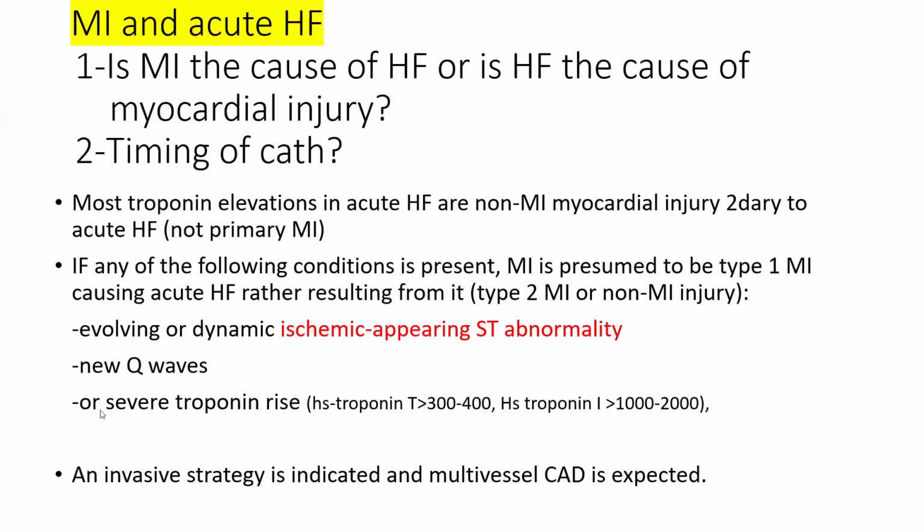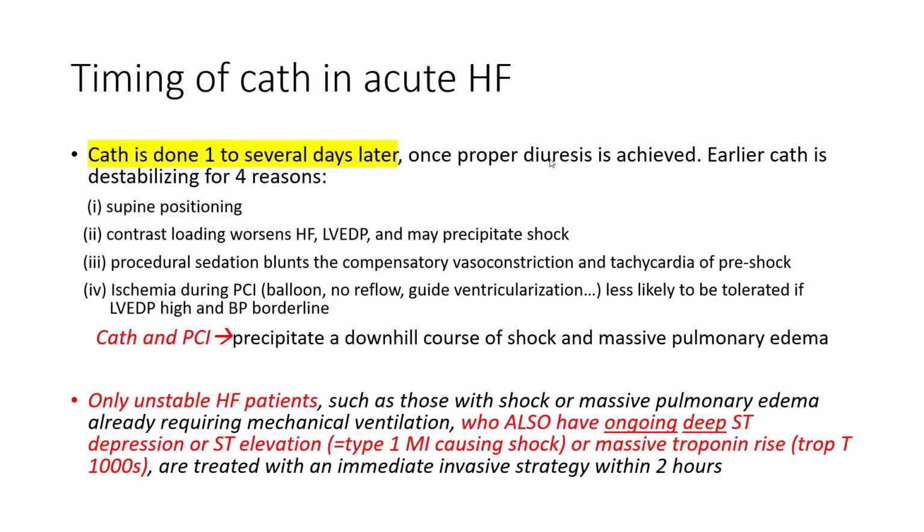2, new Q waves. 3, severe troponin rise, such as high sensitivity troponin T over 300, 400, and high sensitivity troponin I over 1,000 to 2,000 or so in that range. When you have any of those 3 conditions, you believe MI is causing acute heart failure, and an invasive strategy is indicated and multi-vessel CAD is expected. Now, once you've determined that it's MI that's causing acute heart failure, when do you perform cardiac cath?